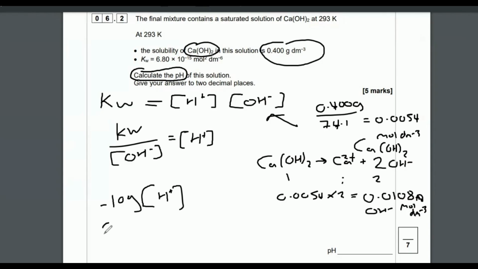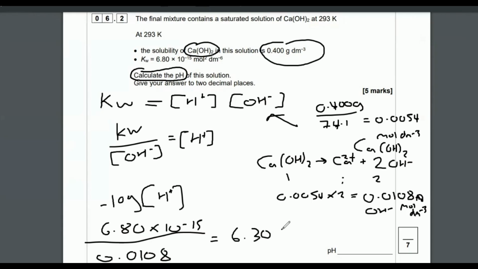So let's smash in Kw, 6.80 times 10 to the -15. We want to divide that by 0.0108. And let's see what that gives us. So we want to go 6.80 times 10 to the -15 in the old calculator divided by our answer to the previous bit. And we're going to get 6.2985. So I could round that again to 630. Yeah, let's round that to 630 times 10 to the -13. And that is the hydrogen ion concentration.